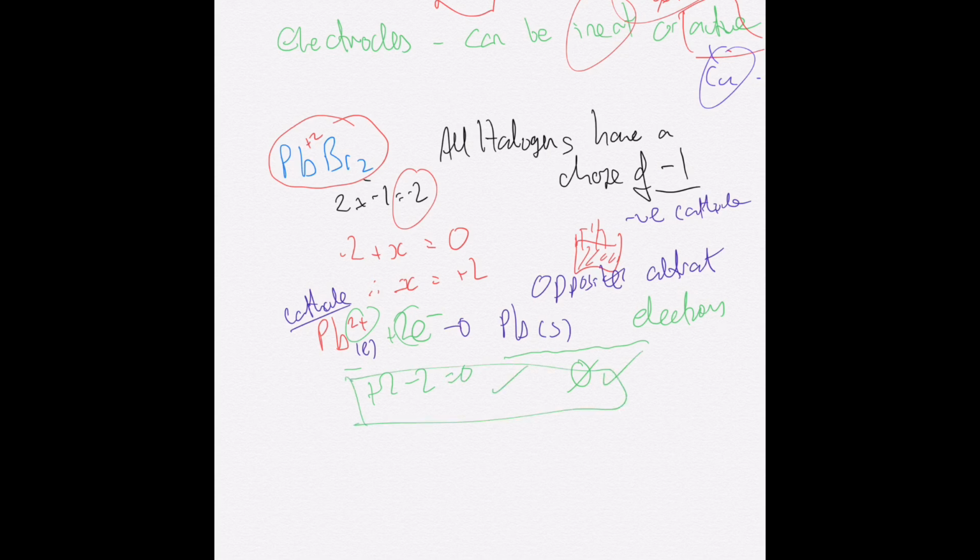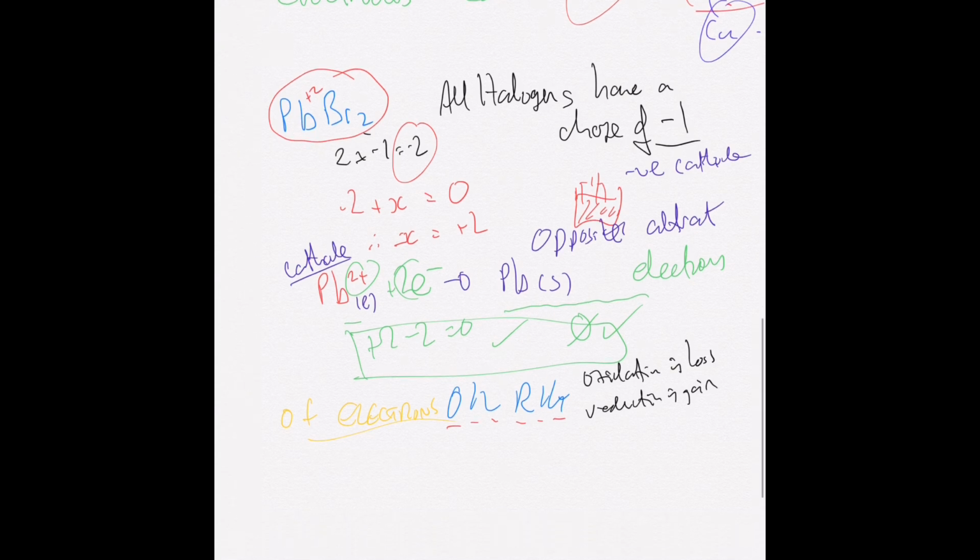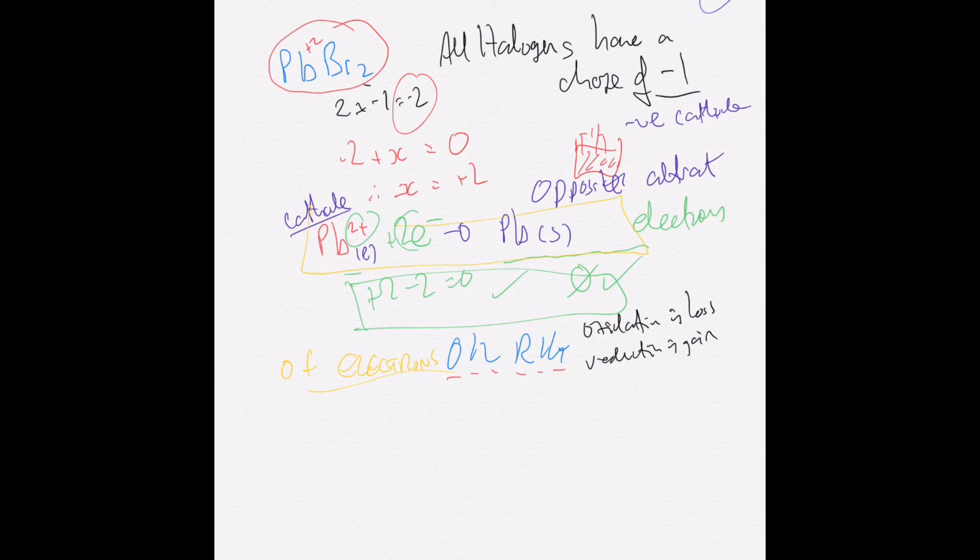Beautiful. Lead 2+ has gained 2 electrons. Don't forget your OIL RIG. Oxidation is loss and reduction is gain. Oxidation is loss, OIL, reduction is gain, RIG, of electrons. Not of pomegranates or mangoes or guava or mangosteen or any of those things. It's of electrons. So what has happened here?